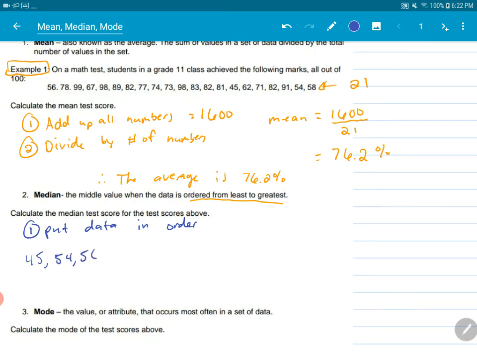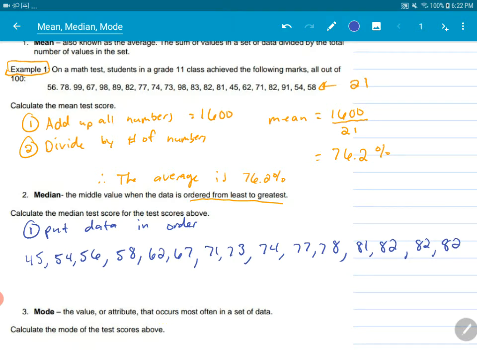54, 56, 58, 62, 67, 71, 73, 74, 77, 78, 81, 82, another 82, another 82. There's more, I'll continue it down here: 83, 89, 91, 98, another 98, and 99.